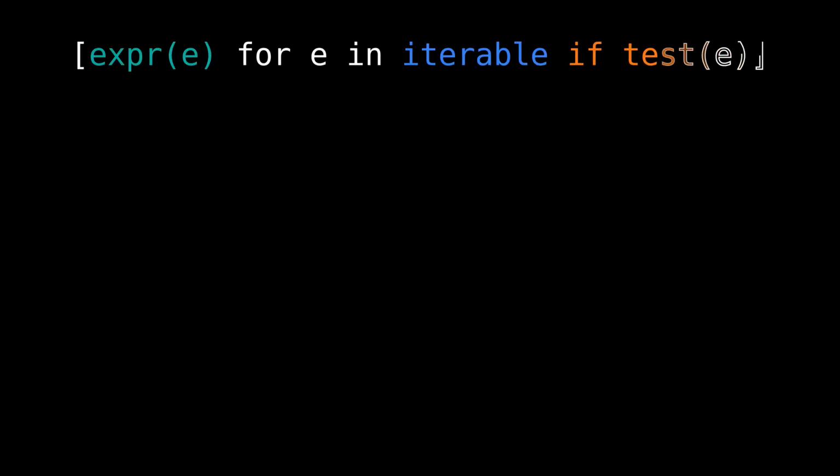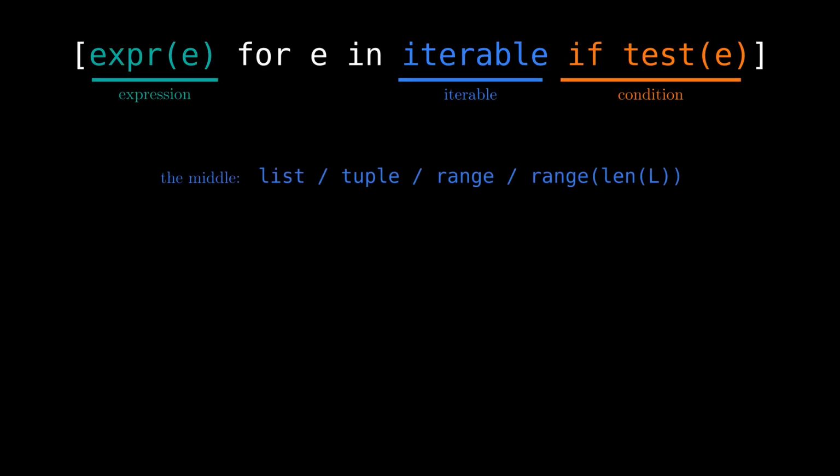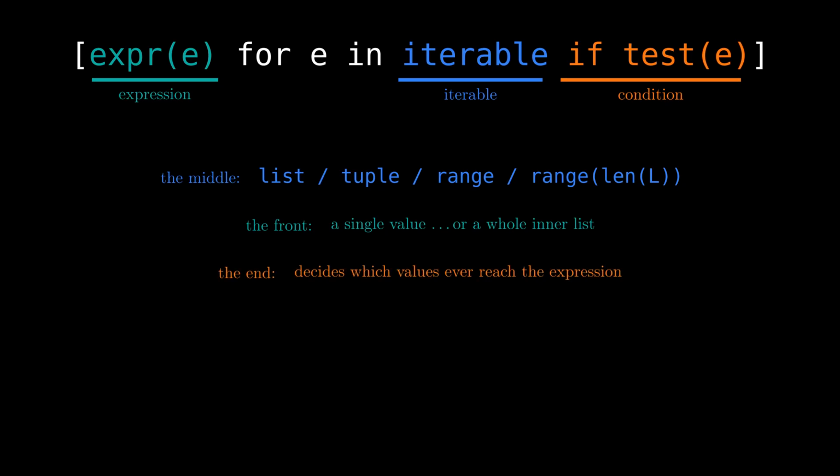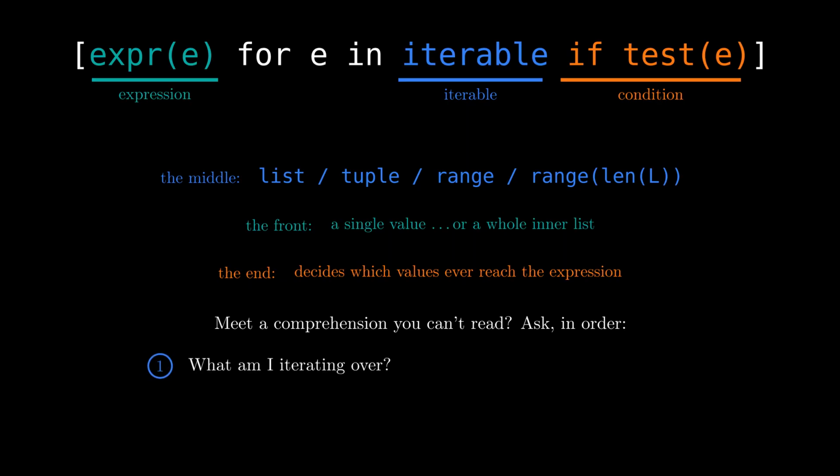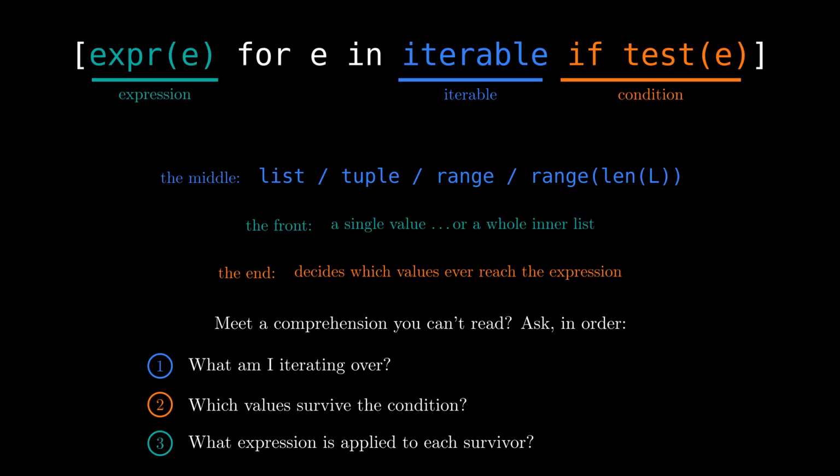So the shape of a comprehension never changes. The middle is an iterable: a list, a tuple, a range, or a range of the length of a list. The front is an expression, which can be as simple as squaring a value or as elaborate as building a whole inner list. The end is an optional condition that decides which values ever reach the expression. And when you meet a comprehension you can read, ask those 3 questions in order. What am I iterating over? Which values survive the condition, and what expression is applied to each survivor?